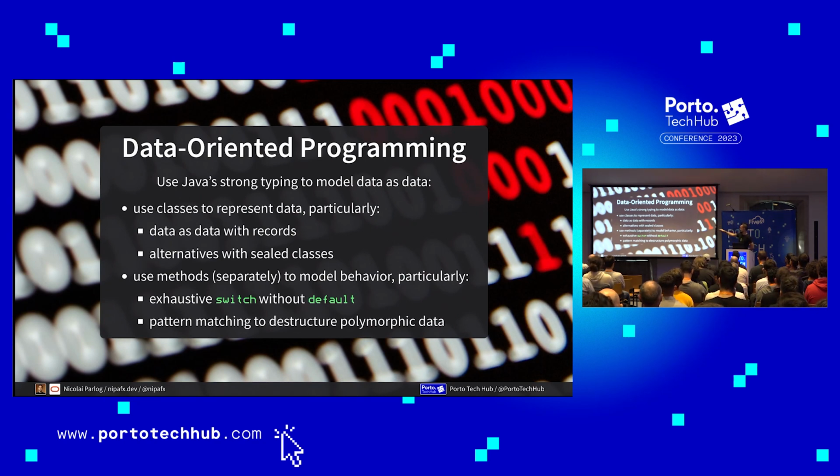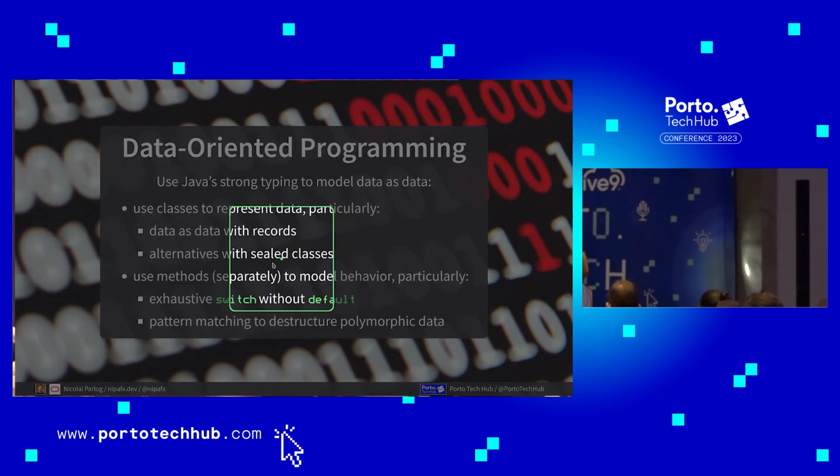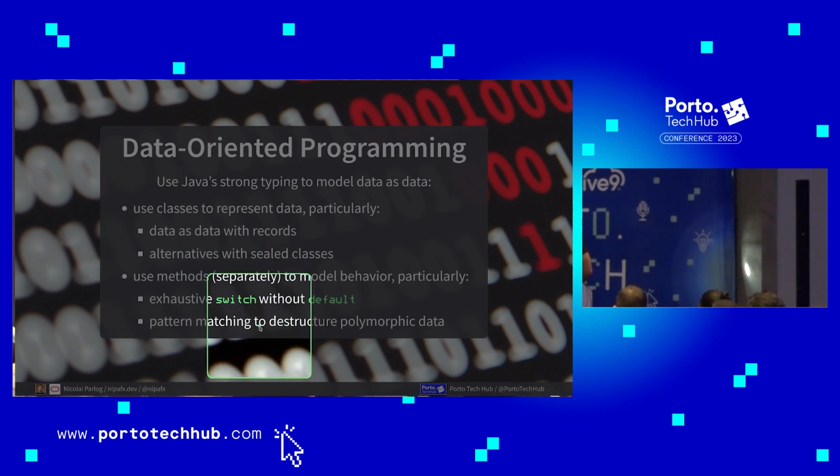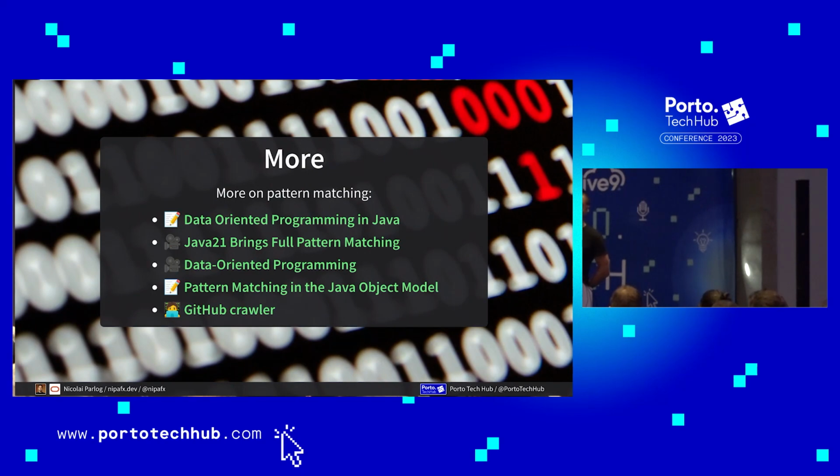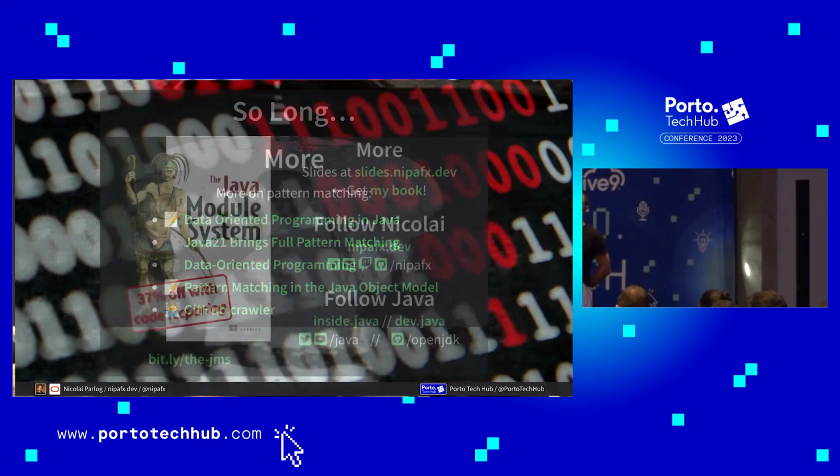Okay, this is the summary. Use classes to represent data as data with records, and the alternatives with sealed classes. And then use methods elsewhere to model the behavior. Do an exhaustive switch without default. Use deconstruction to structure polymorphic data. Here are all those links if you want to learn more. Thank you very much for your attention.